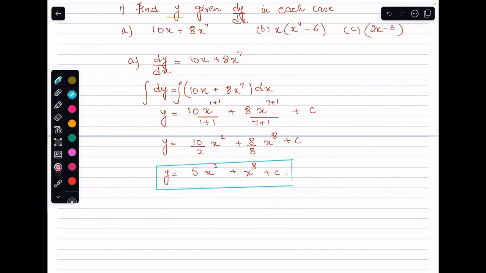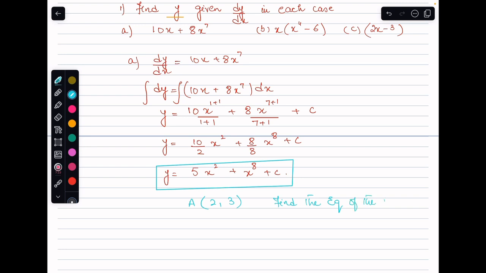Now the question arises how to find C. If in the same question they had said that there is a point A on the curve with coordinates, let's say, 2 and 3, then find the equation of the curve. We already have the equation of the curve; the only thing is that the constant is not known to us.